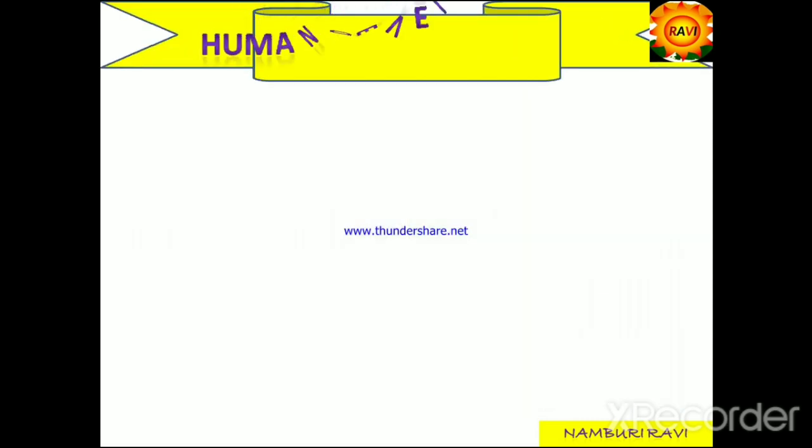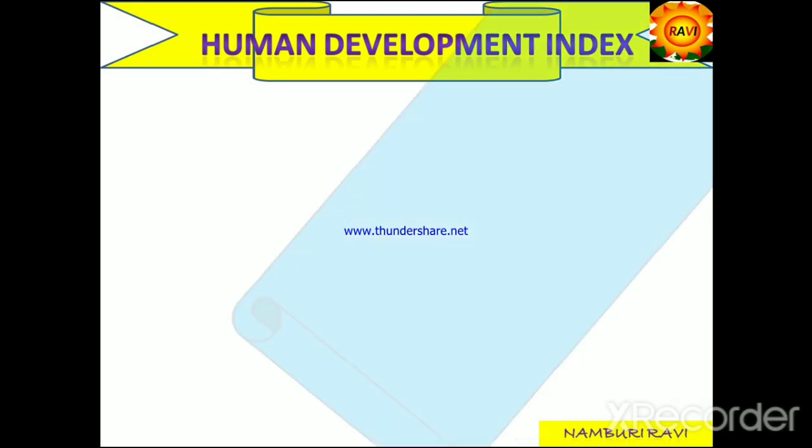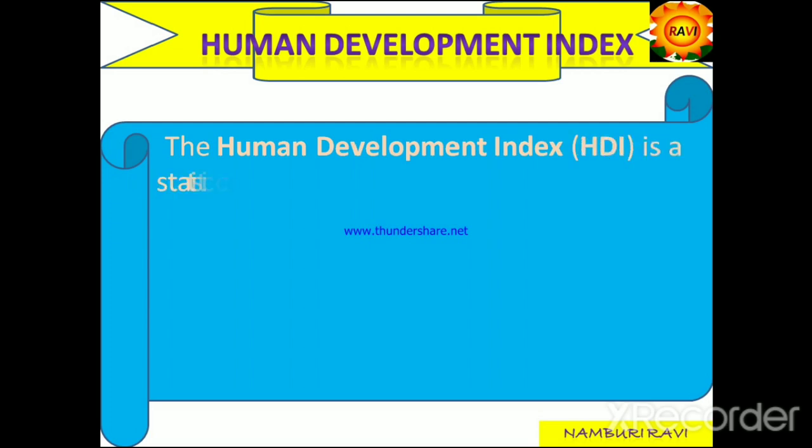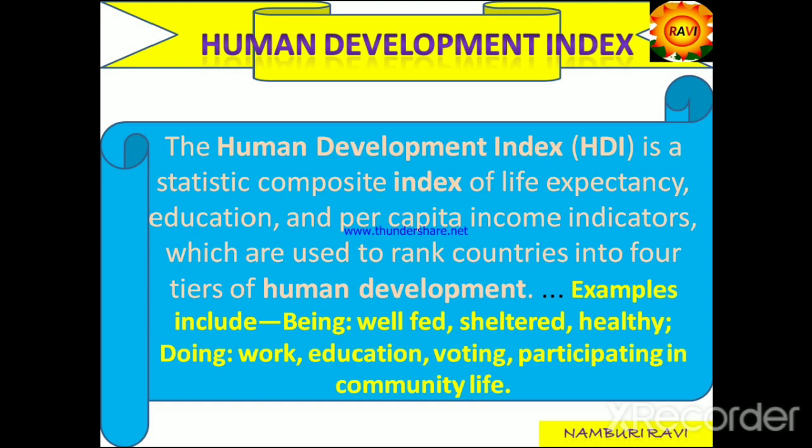Now we can go to the Human Development Index. What is the Human Development Index? We can say it in simple terms, that is HDI. HDI is a statistic composite index of life expectancy, education and per capita income indicators, which are used to rank countries into 4 tiers of human development.